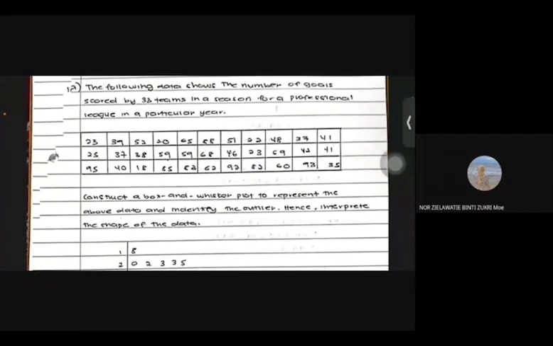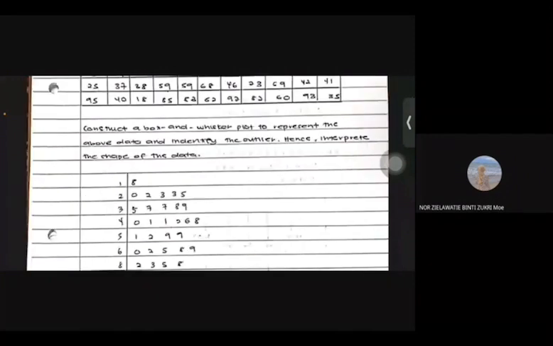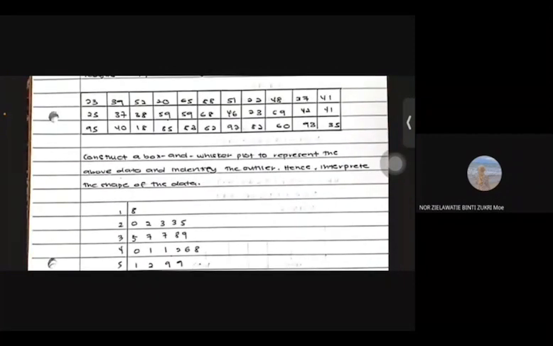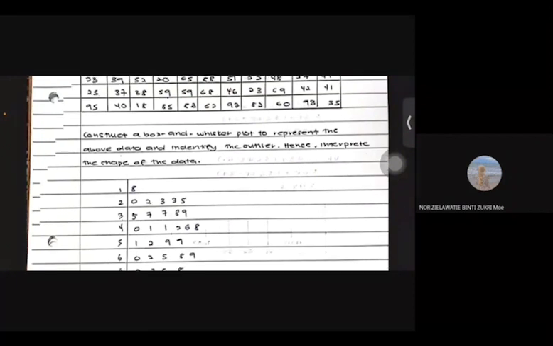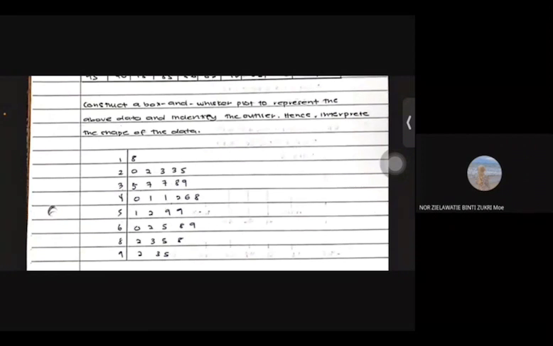For example, this number 23 here: 2 is the stem, while 3 is the leaf number. The first number is 1 for stem, 8 for leaf. 2 for stem, 0 for leaf, 2, 3, 3, 5. 3 for stem, 5, 7, 7, 8, 9 for leaf. 4 for stem, 0, 1, 1, 2, 6, 8 for leaf. 5 for stem, 1, 2, 9, 9 for leaf. 6 for stem, 0, 2, 5, 8, 9 for leaf. 8 for stem, 2, 3, 5, 2, 3, 5, 8 for leaf. 9 for stem, 2, 3, 5 for leaf.